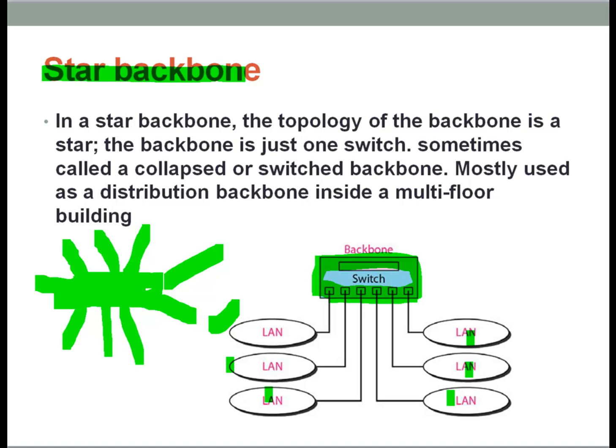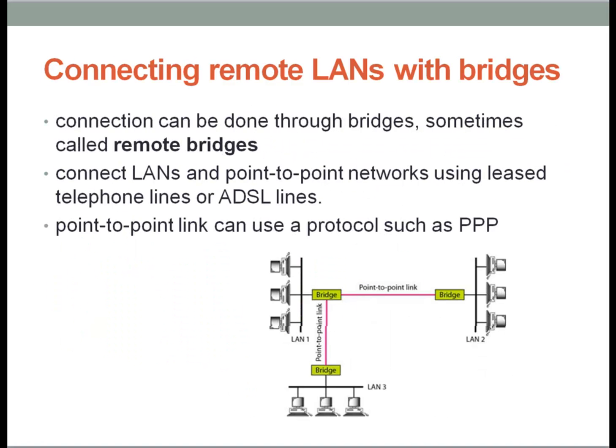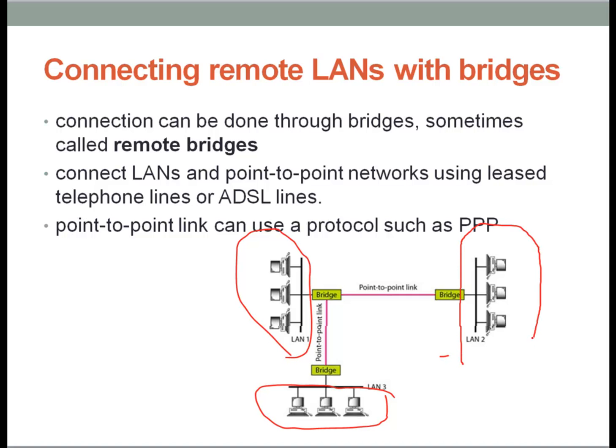Then the next one is connecting remote LANs with bridges. So what do remote LANs mean? It is also the same concept, you can see here. Now I have 3 local area networks. This is local area network 1, and this is local area network 2, and this is local area network 3. Now these 2 networks are connected point to point. This is a point to point and this is a point to point.